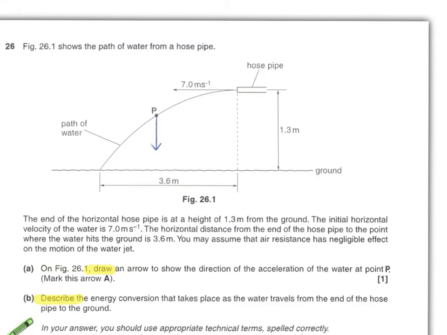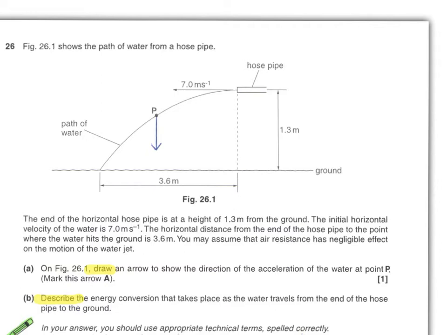So this is G481 homework booklet question 26. We've obviously got our hose pipe here that's spewing the water out. We've got various dimensions. And the first thing to note really is this question here on figure 26.1, draw an arrow to show the direction of the acceleration. A number of people just simply don't do that because they don't see an answer slot, they don't read the question. It really is important that you read every bit of information you're given.